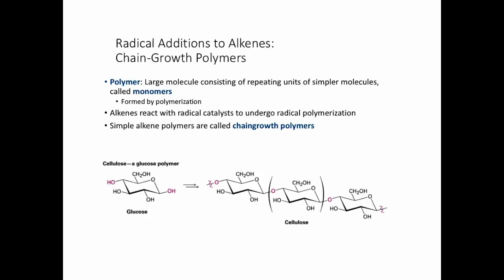One final topic is the formation of polymers from alkenes. A polymer is simply a large molecule consisting of repeating units of simpler molecules called monomers. An example of this would be cellulose, which is just a polymer of repeating glucose units. Alkenes can react with radical catalysts to undergo a radical polymerization, and some alkene polymers are called chain growth polymers.